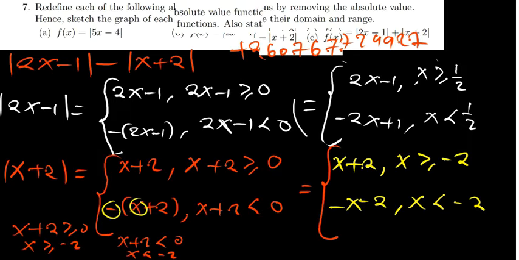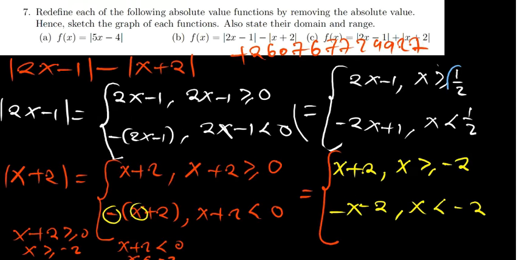Let me show you. I'm going to have this. This is more like an inequality now. I'm going to have this. So I have my critical points. What are my critical points? I can see that I have got half and negative 2. So which one am I going to write first? I have to write negative 2 here. Here I have to put 1 over 2.